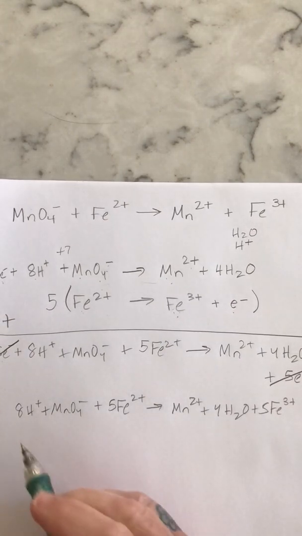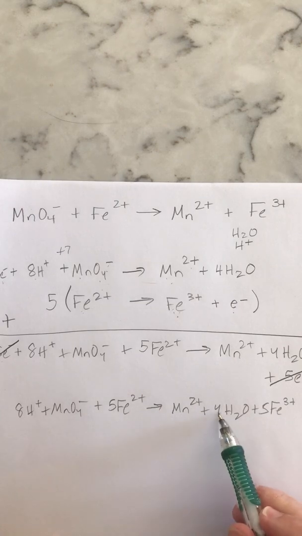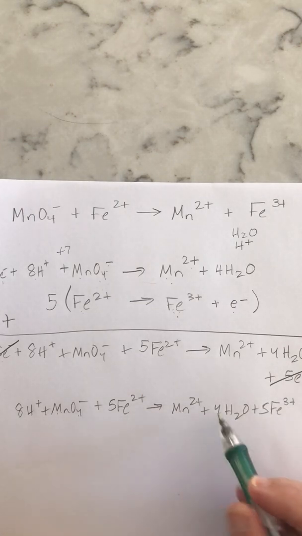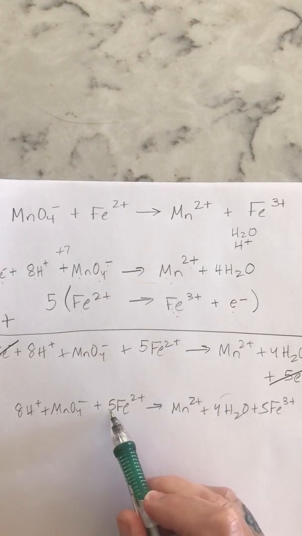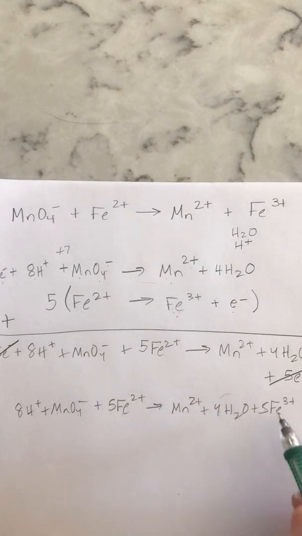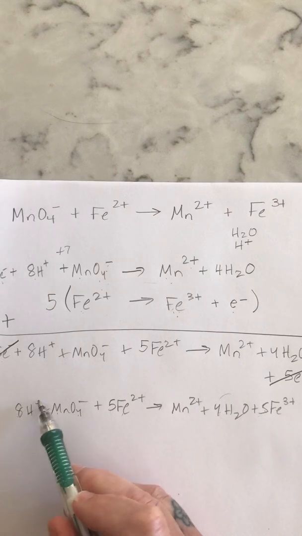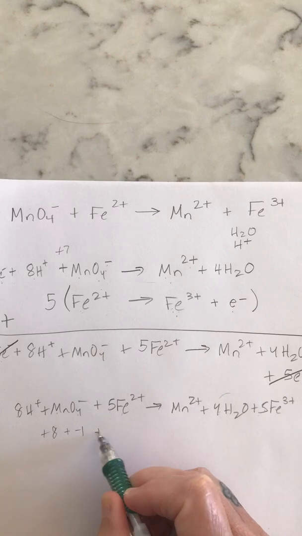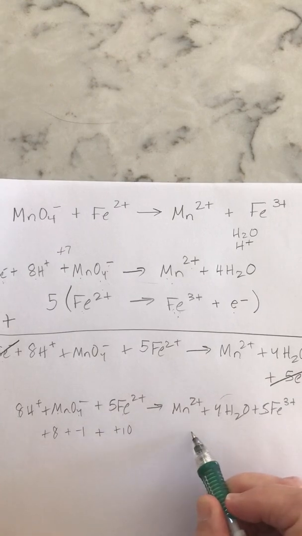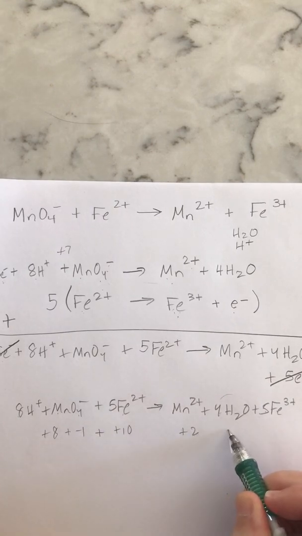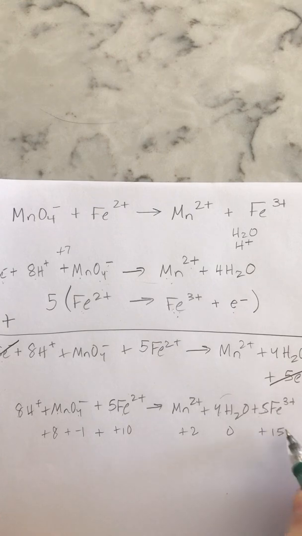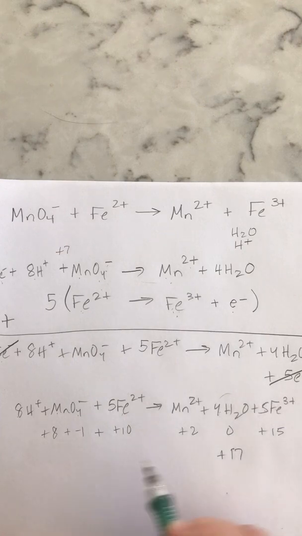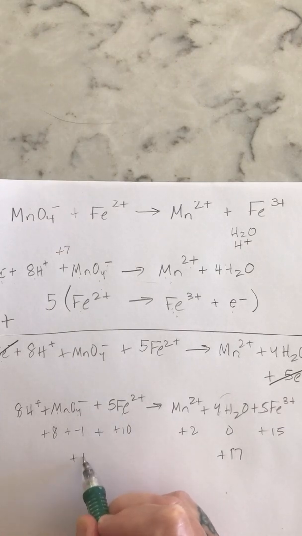Now we could go in and do a real quick check. 8 hydrogen, 1 manganese, 1 manganese, 4 oxygens, 4 oxygens, 5 irons, 5 irons. And then the charges, 8 pluses, plus 1 negative, plus +10. And on the other side, a +2, plus a 0, plus a 15. So it looks like we have 17 total here, and on this side it looks like we also have 17 total.